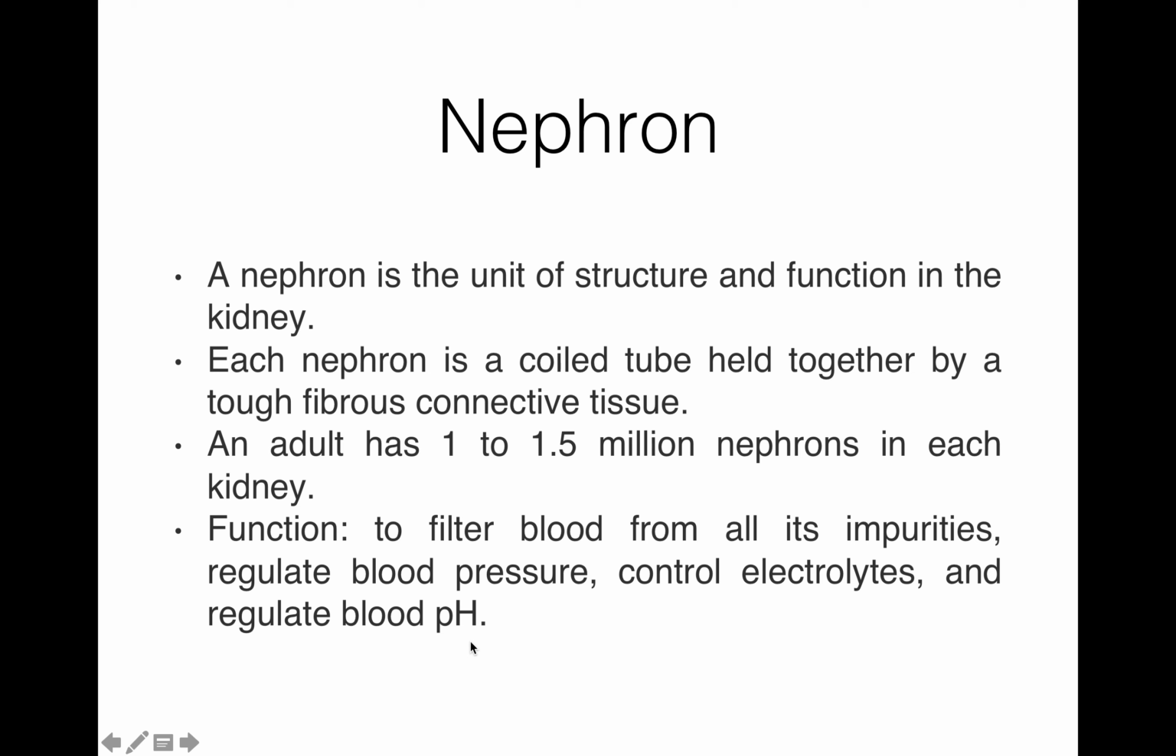Now, what is the function of nephron? The main function is to form urine, but other functions are to filter blood from all its impurities. Then it helps in regulating blood pressure. It has an important role in controlling electrolytes and it regulates blood pH. So these are the actual blood filtering units which help in the formation of urine.